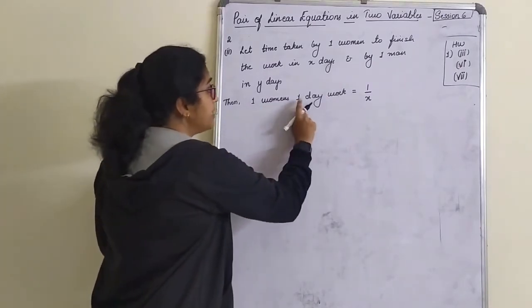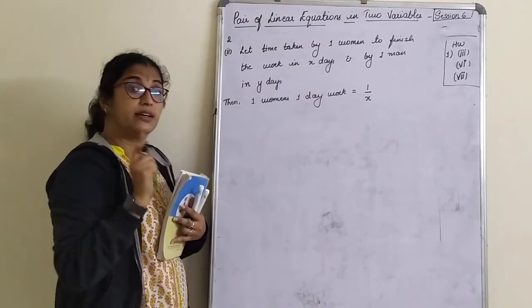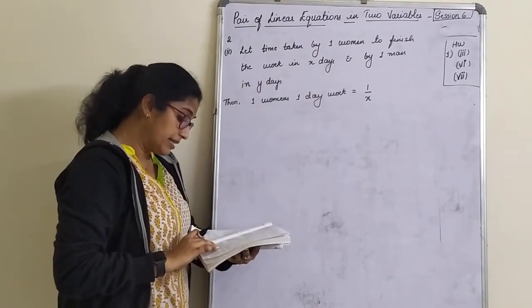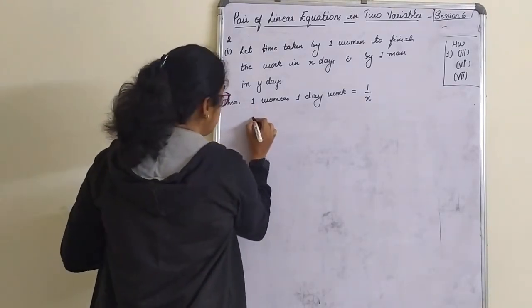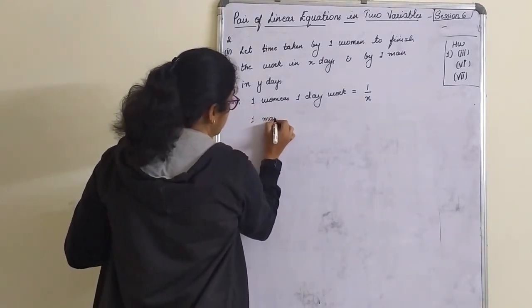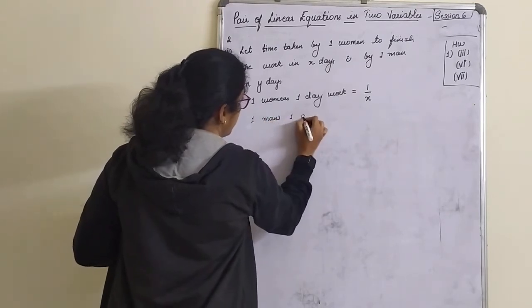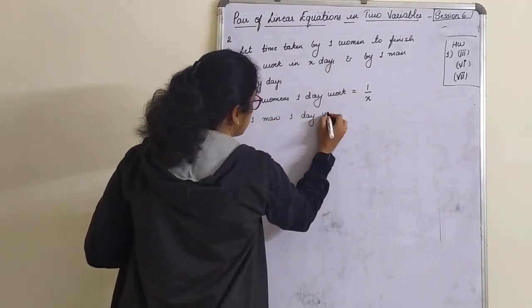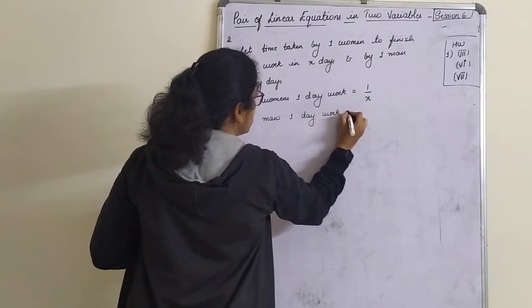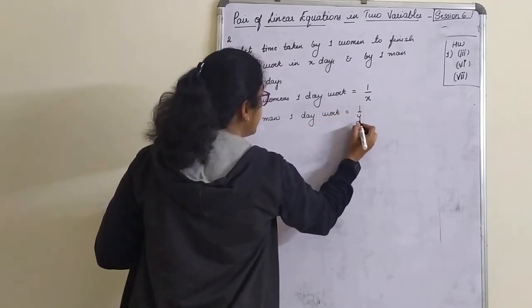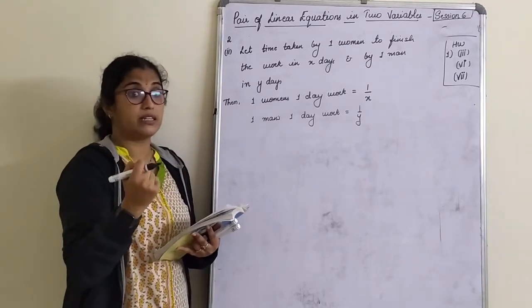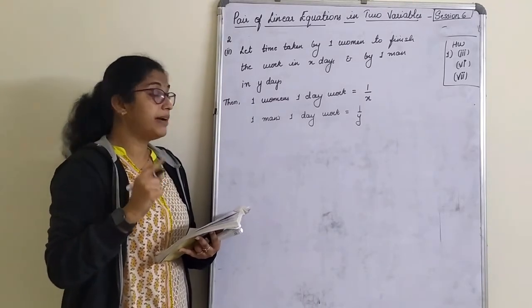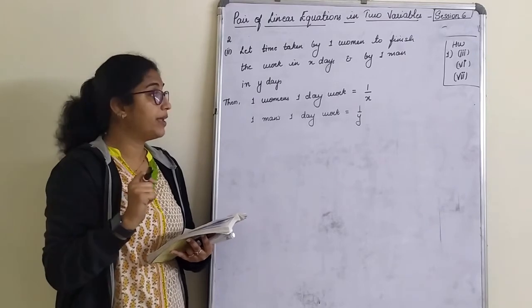So if 1 woman's 1 day work is considered as 1 by x, simultaneously how many women we have? 2 women we have. That means even 1 man's 1 day work is given as 1 by y. So now we understood that 1 woman's 1 day work is given by 1 by x and 1 man's 1 day work is given by 1 by y.